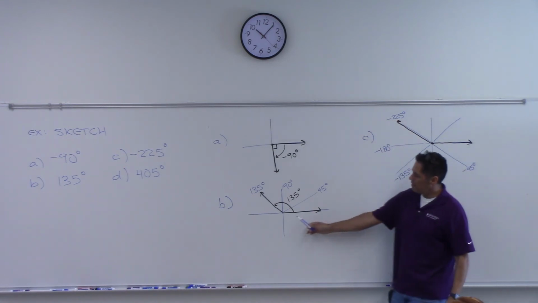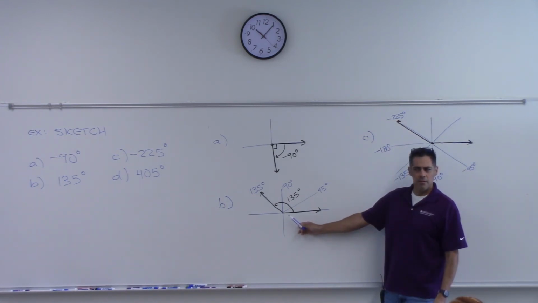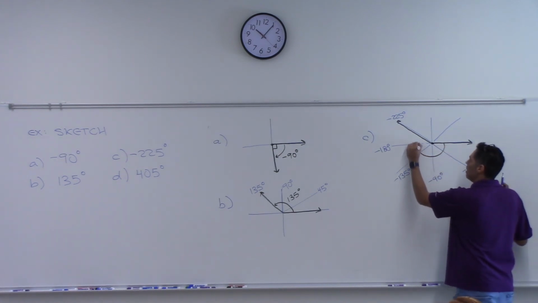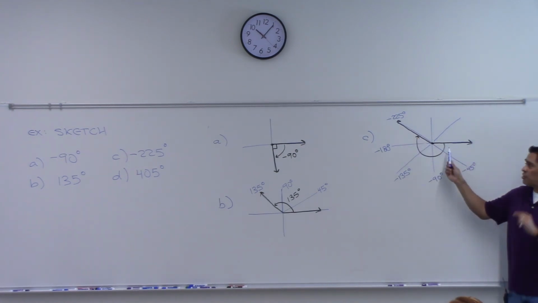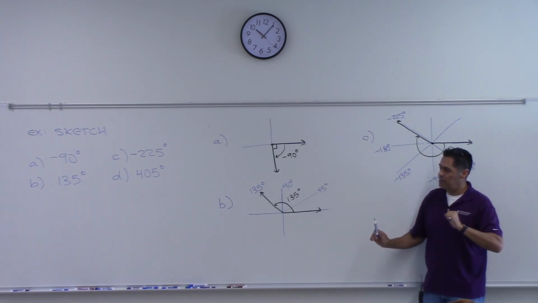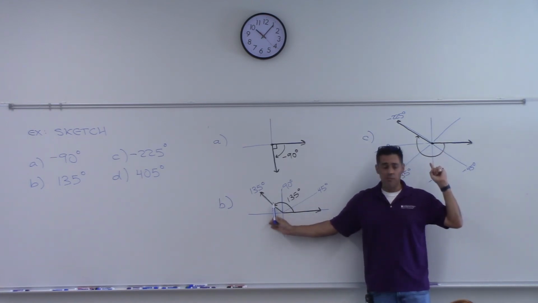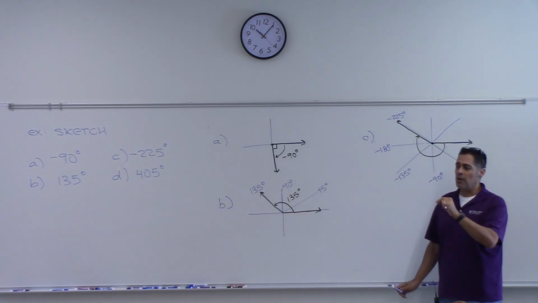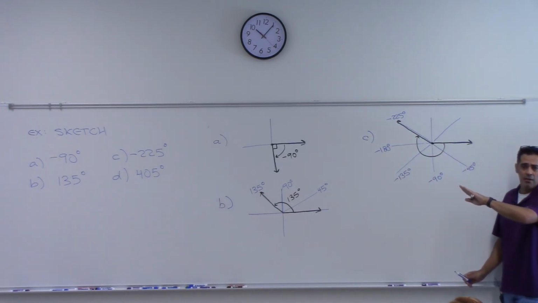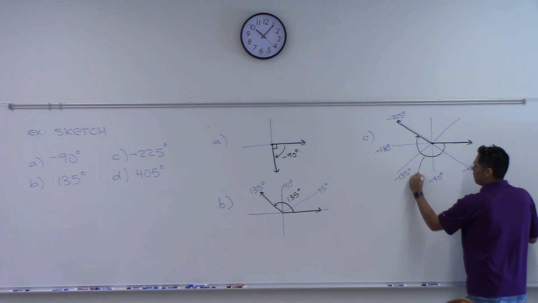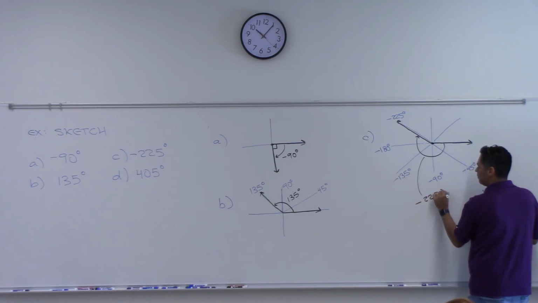Wait a minute, isn't that this one? No. This angle and this angle are not the same, because this angle goes this way from here to here. Now, do they both have the same initial sides? Yes. Do they both have the same terminal sides? Yes. They both start in the same place and end in the same place. The thing that makes them different is the way you're rotating to get there. So they're not the same angles. This is negative 225.